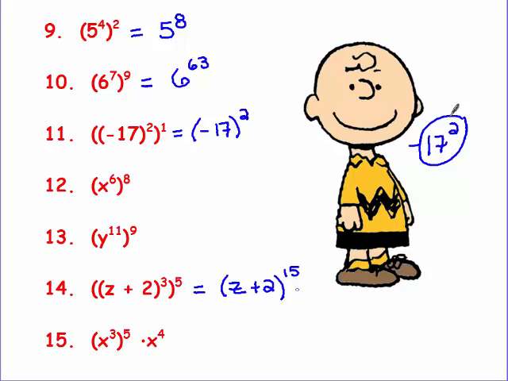And that's as far as you can go at this point. Number 15, we're mixing the rules together. Here we have our power to a power, so you get x to the 15th times x to the 4th. And now they have the same bases raised to an exponent, so I get x to the 19th by adding the exponents. This is where we're going to start to mix the rules together.